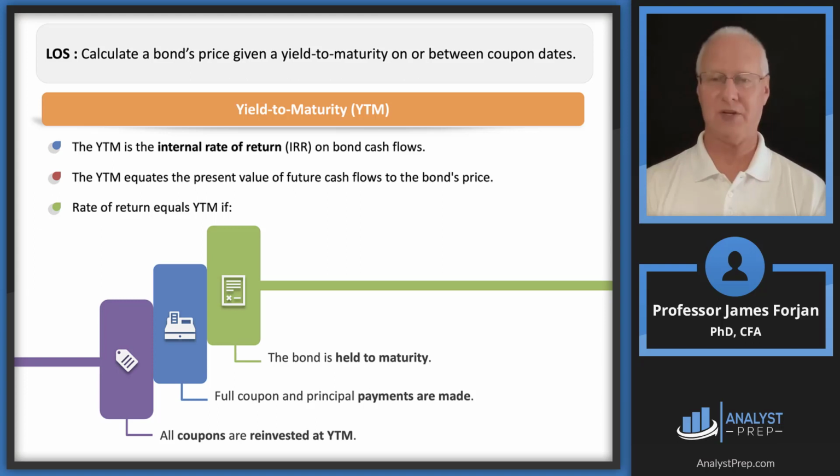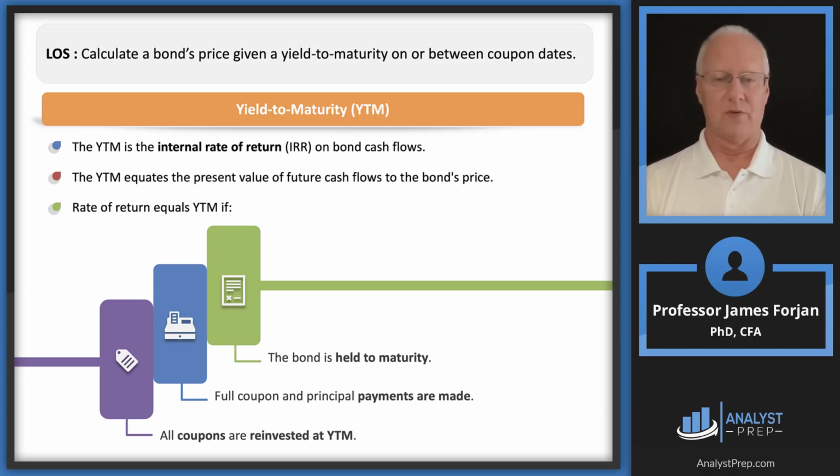Now, what is the definition of the yield to maturity? It's the interest rate, from 0, let's say, to 100%, that exactly equates the present value of those future cash flows, which are interest payments and principal payment, to the bond's price.